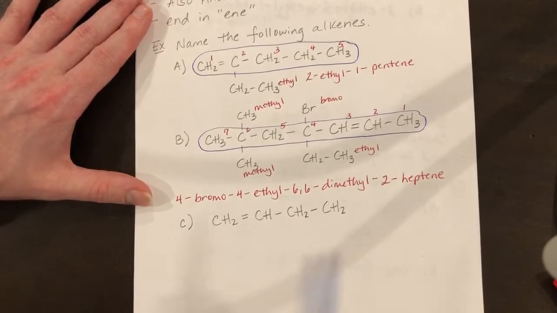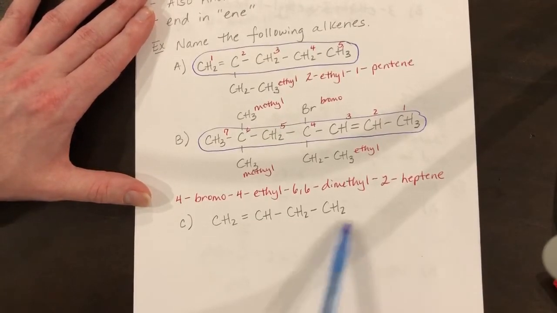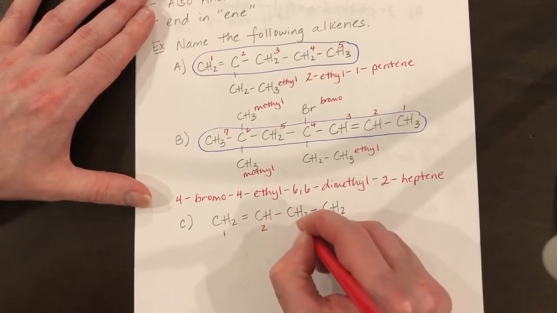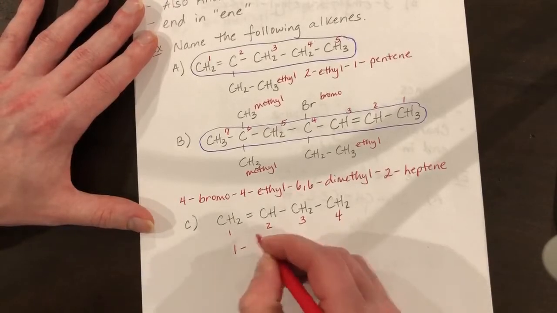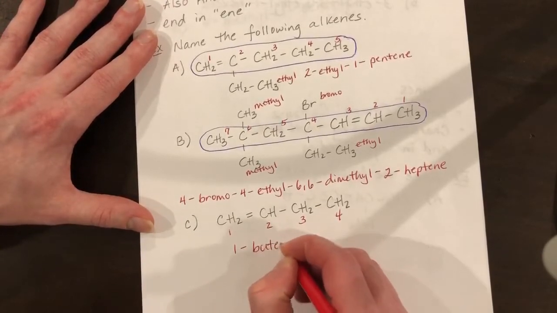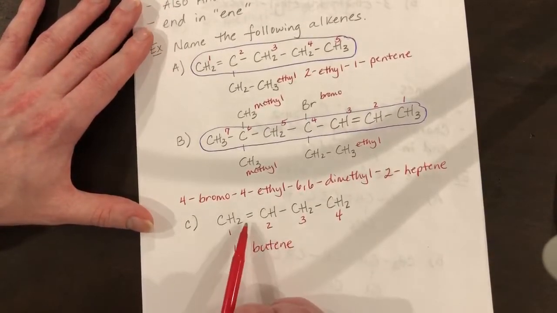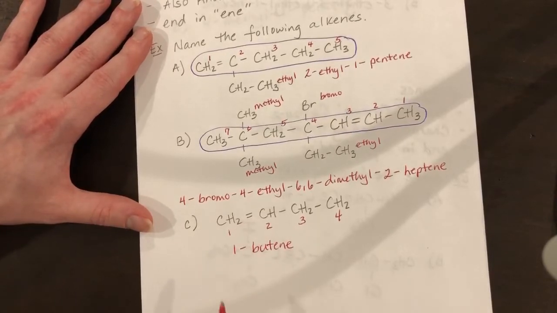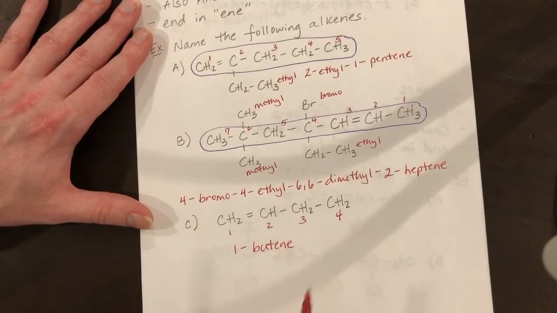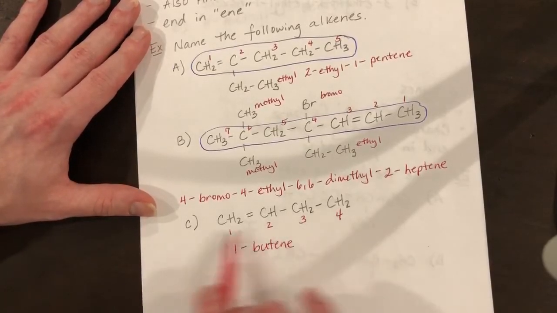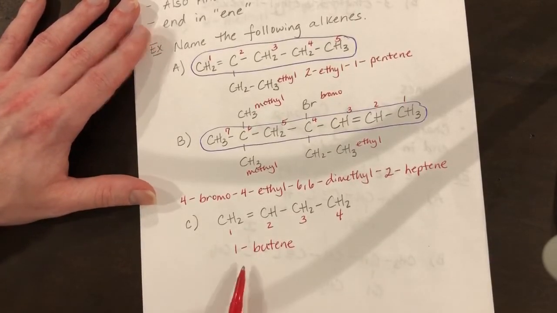Okay, longest chain of carbons right here is 4. And there's no substituent groups, so we just name this 1-butene. The double bond is in the 1 position. Reminder, if it was right here, it'd be in the 2 position. Right here, it'd be in the 3 position, but it would end up being the same exact thing. So it's just 1-butene. Okay, next example problem.